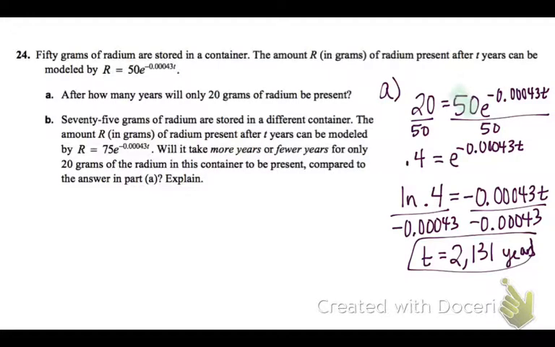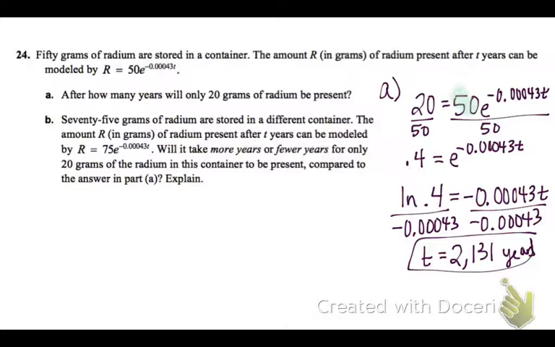For the last part of this problem, it says 75 grams of radium are stored in different containers. The amount R of radium present after t years can be modeled by this new equation. Will it take more years or fewer years for 20 grams of radium in this container to be present compared to your answer in part A?